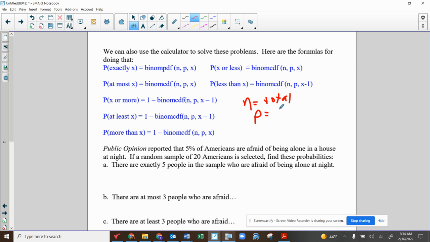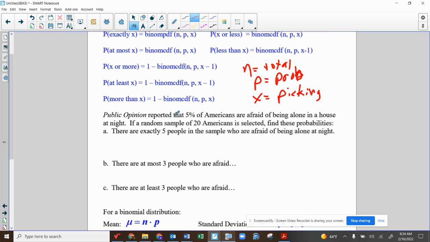P is probability as a decimal, and X is how many you're picking out of that. Okay, let me show you how it works.